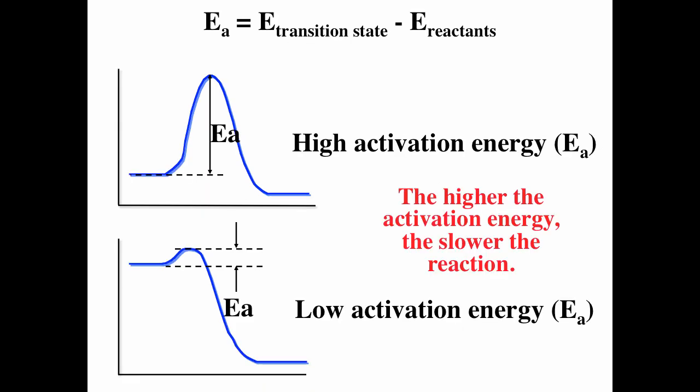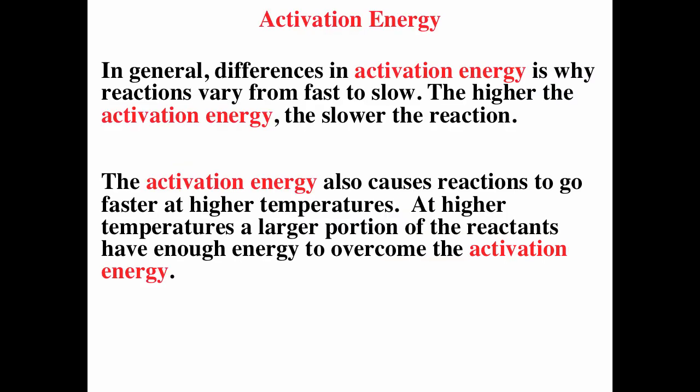Now the activation energy: the larger the activation energy, the bigger the hill you have to go over to cause the reaction. And so the larger the activation energy, the slower the reaction, the smaller the rate constant. On the top one, we should expect the rate constant to be smaller than on the bottom one. Again, remember activation energy is just the difference in energy between the transition state and the reactants. In general, the difference in activation energy is why reactions vary from very fast to very slow. The higher the activation energy, the slower the reaction.